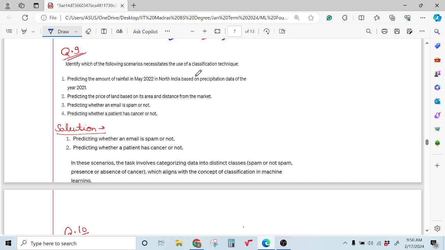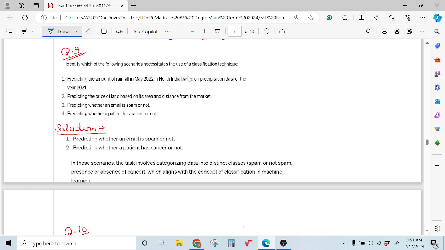examples of classification technique. The first is predicting the amount of rainfall in May 2022 in North India based on precipitation data of the year 2021. The second is predicting the price of land based on its area and distance from the market. Third is predicting whether an email is spam or not. And fourth is predicting whether a patient has cancer or not.